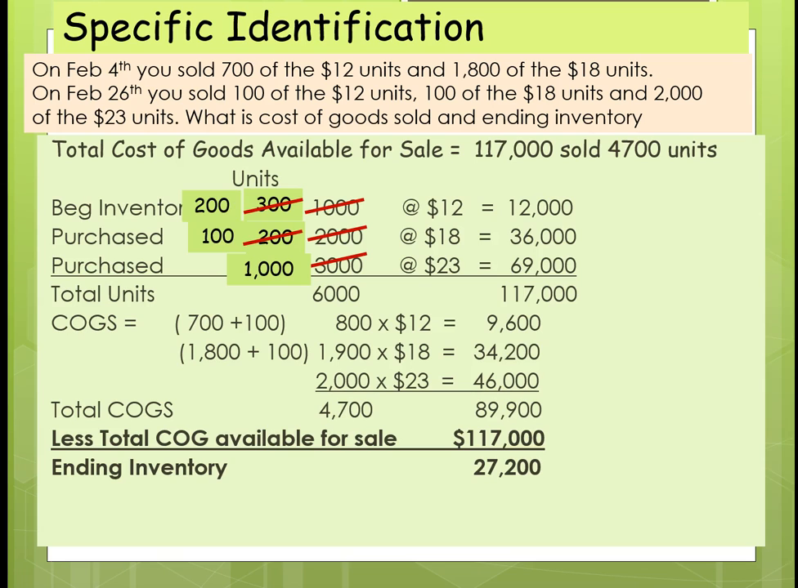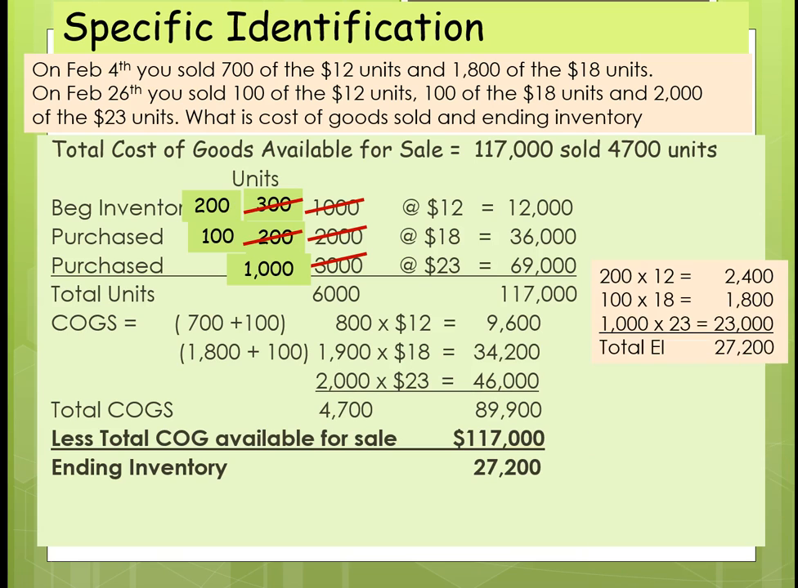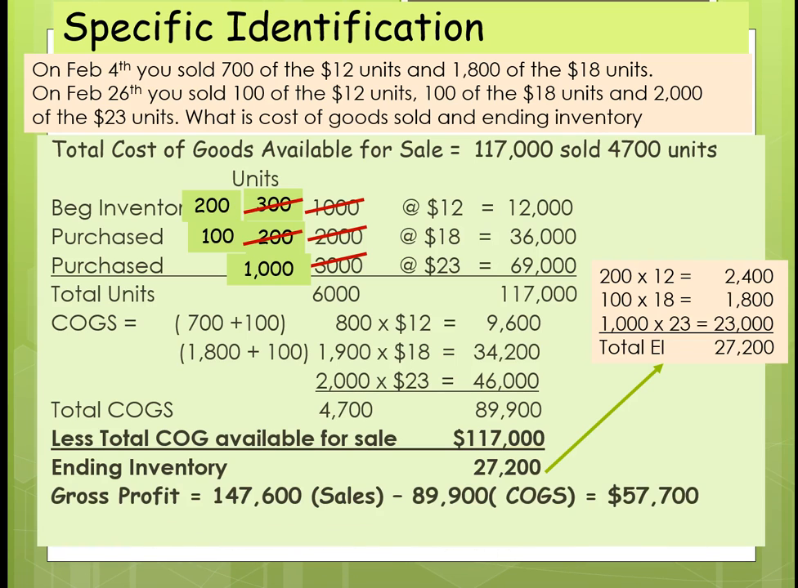Now, another way to check that is to take the ending units times the price. If we take 200 times 12, 100 times 18, and 1,000 times 23 and add them up, as you can see, we get the same total for our ending inventory. That's a good way to always check your work. So in this case, our gross profit is 57,700. We take our sales minus our cost of goods sold, and that's how you get your gross profit.